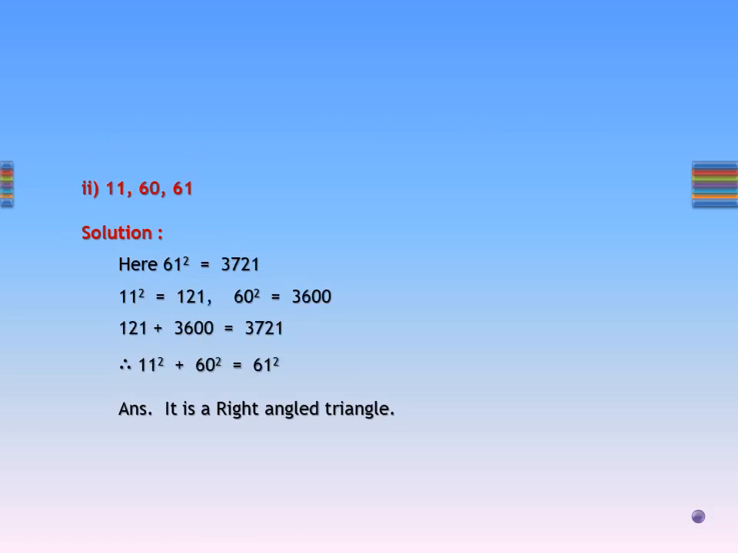11, 60, 61. Now let us check whether these three sides form a right angled triangle or not. Among the three numbers, 61 is the biggest number and 61 square is 3721. Now let us check whether the sum of the squares of 11 and 60 comes to 3721. 11 square is 121 and 60 square is 3600. And 121 plus 3600 is equal to 3721, which is equal to 61 square. So 11 square plus 60 square is equal to 61 square. Therefore, 11, 60, 61, these three sides form a right angled triangle.